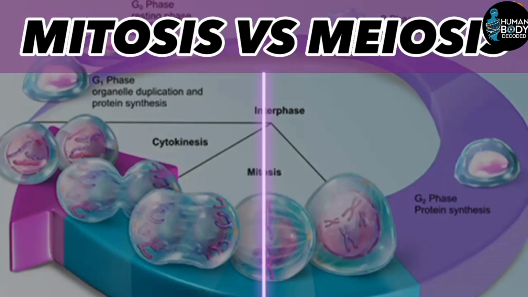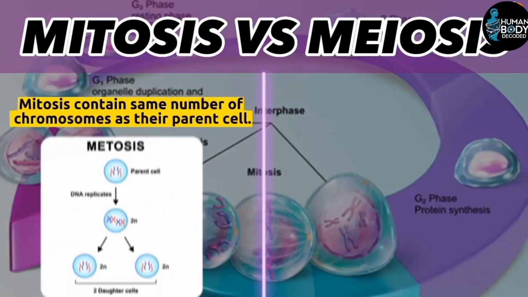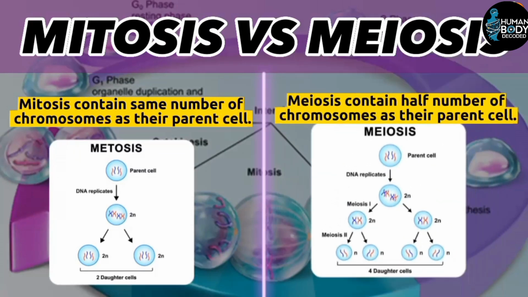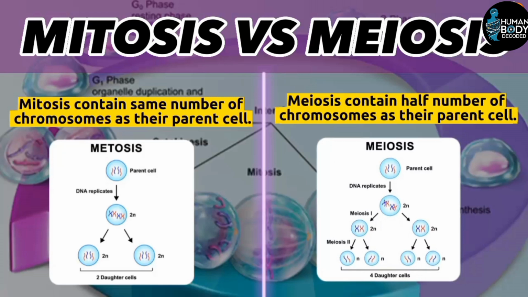Difference number 8. In mitosis, the chromosome number in the daughter cells is the same as the parent cell. But in meiosis, the chromosome number is halved. For example, if the parent cell has 46 chromosomes, the four daughter cells will each have 23 chromosomes.